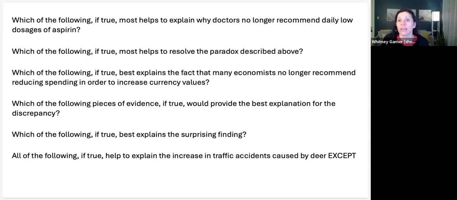Anything else? Okay, we've got this language of explain. That's going to be the most common thing we'll see, this language that says explain, right? Which of the following can explain? Explain a paradox, explain a surprising finding, or provide an explanation, right? So I want you to notice that for this question type, I've pulled a variety of different questions from a mix of explain discrepancies.